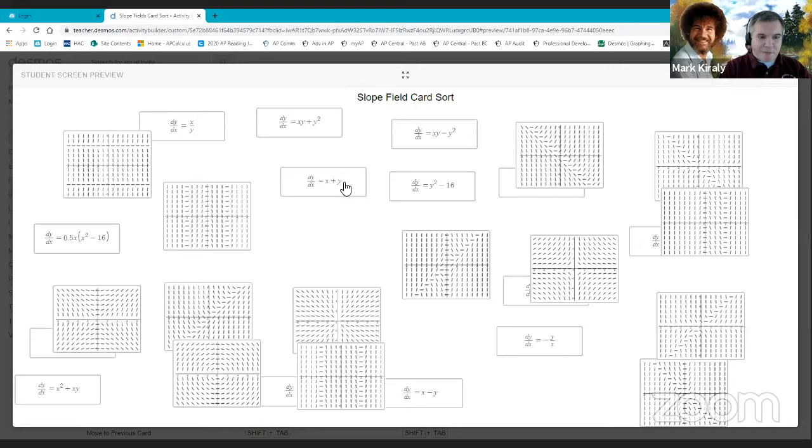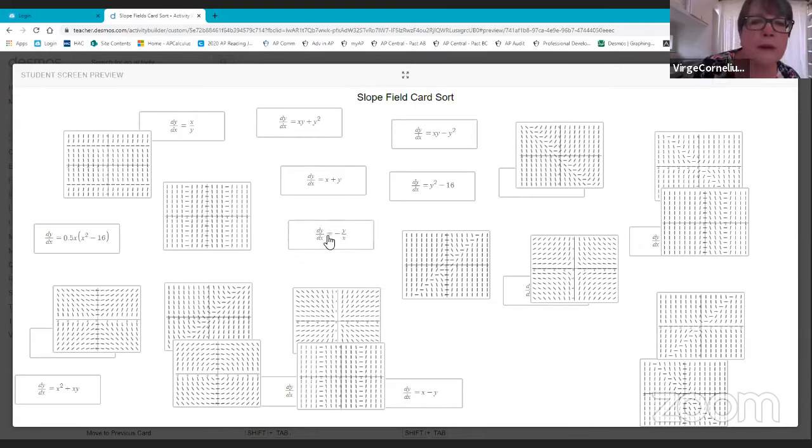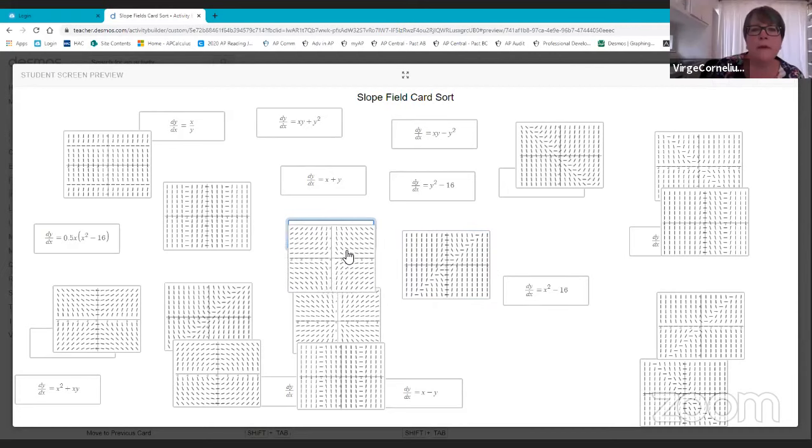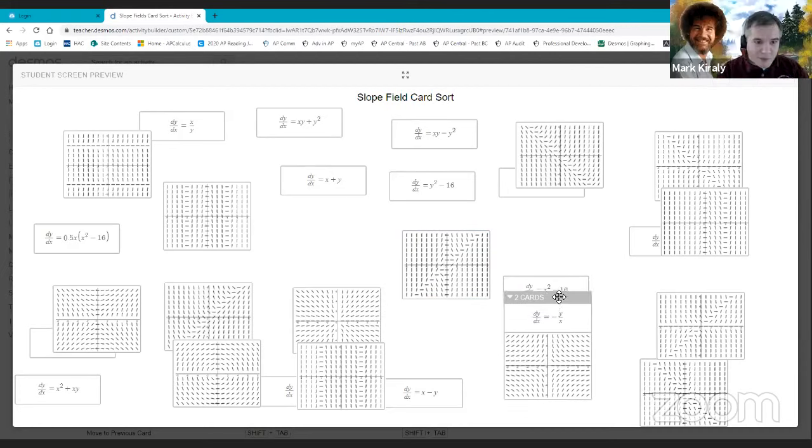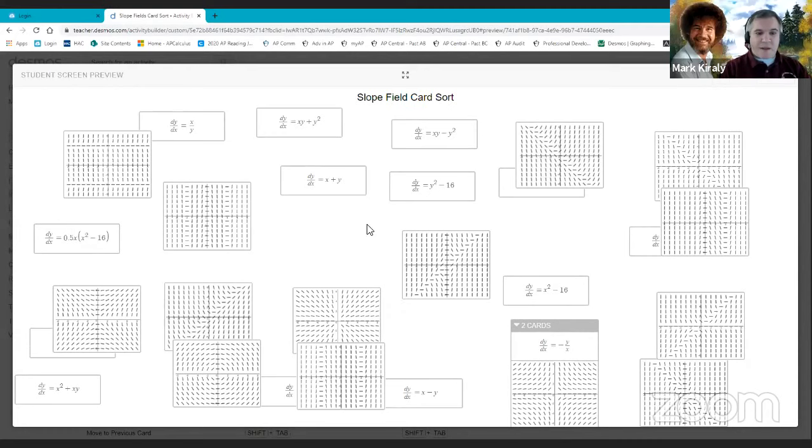In fact, did we do x plus y, or we did negative y over x, didn't we? We definitely did negative y over x. And I believe that one looked a lot like this. So I could grab those two and place those together and set them aside. And then the card sort in the folder includes a third set of descriptors that you could match up with these if you just wanted to print that page, and you could sit here and look at these once you line them up. This kind of material is excellent for matching activities, sorting activities, and things like that.